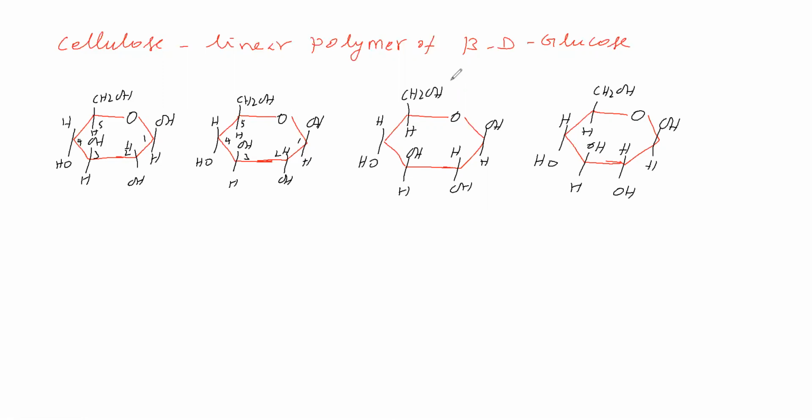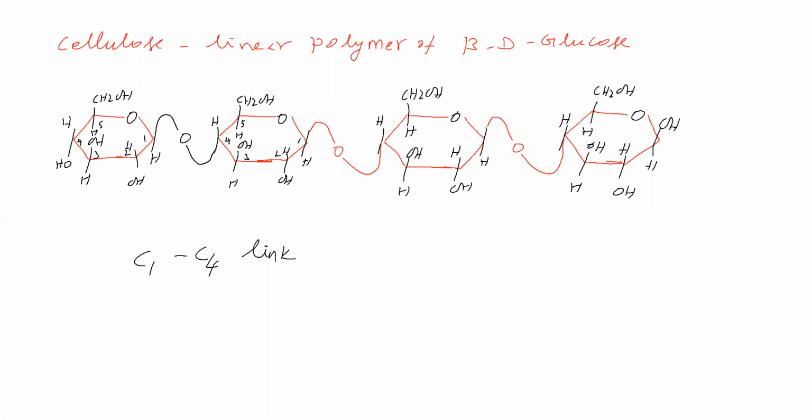The glycosidic linkage is a C1 C4 link. Here the C1 carbon OH group and here the C4 carbon OH group, so we give a C1 C4 link. Here C1 OH group, here C4 OH group, glycosidic linkage we give like this.